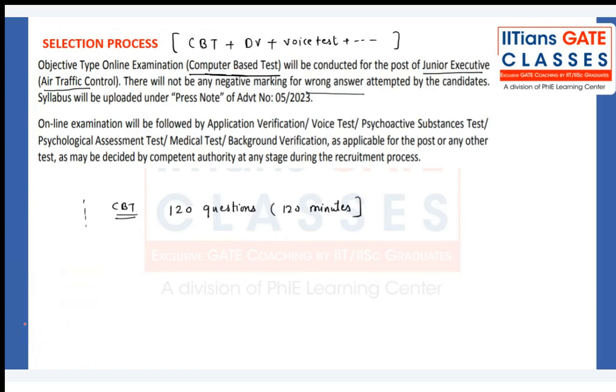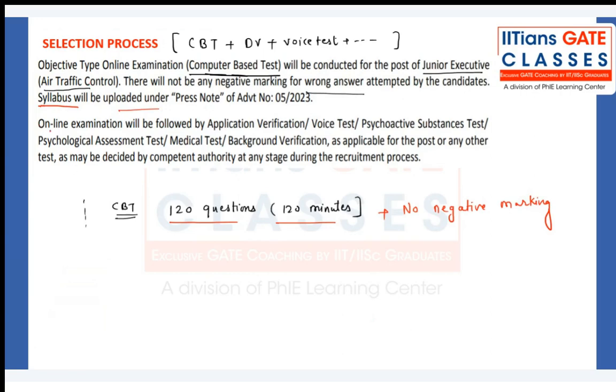This year, what will be the pattern? They will be notifying. They have not yet notified about the exam syllabus as well as the examination date, right? So if you want to take last year as a reference, 120 questions used to be there and 120 minutes used to be provided, right? And there is no negative marking, guys. Again, they already mentioned that the syllabus will be uploaded under the press note of advertisement 0523.